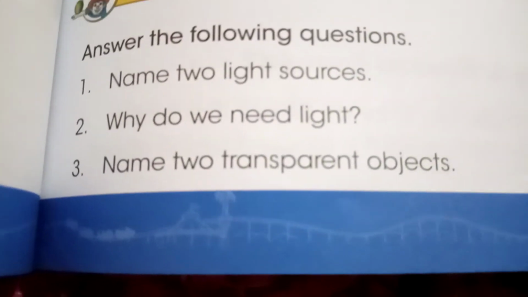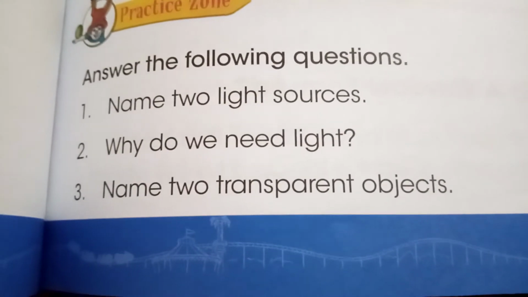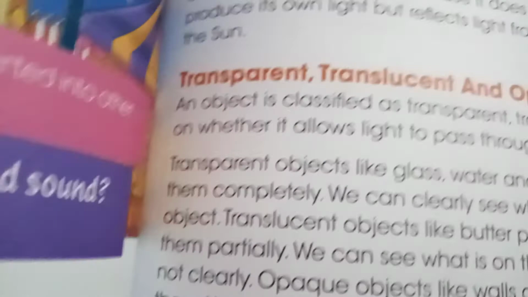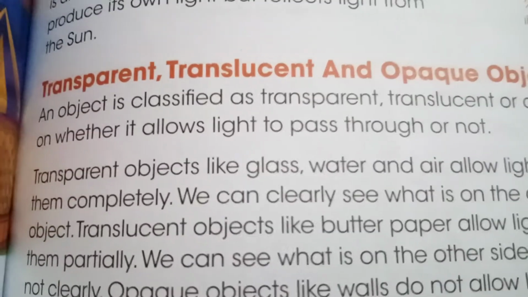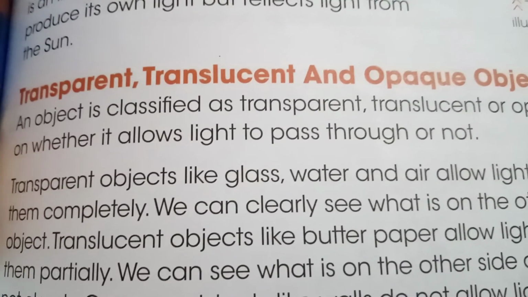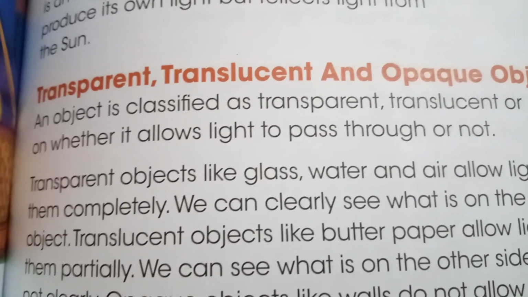Then question number 3: name two transparent objects. The answer lies here. The transparent objects are like glass and water. They are the two transparent objects. So you can have the answers of these three.